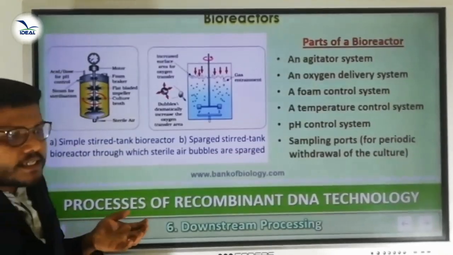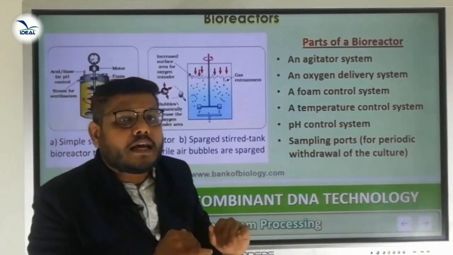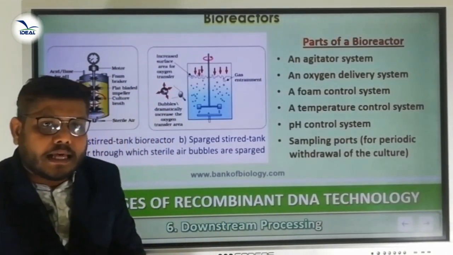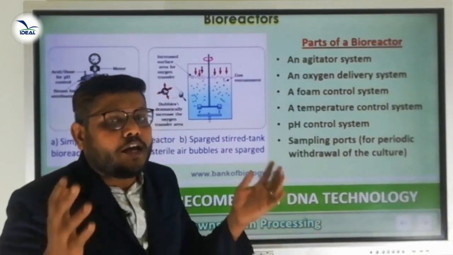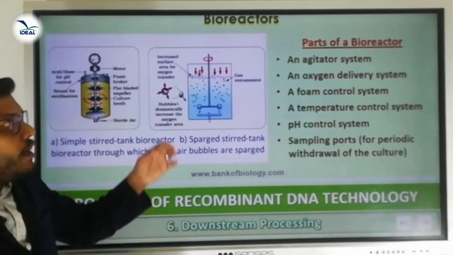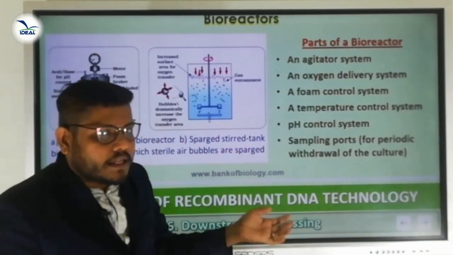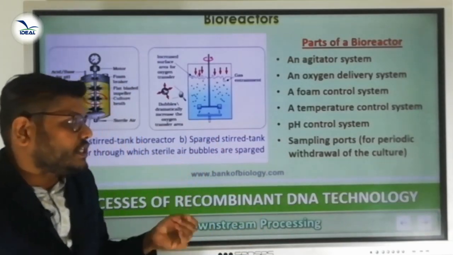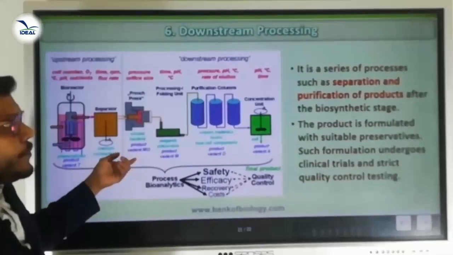So what is a bioreactor? It is the vessel in which the raw material is biologically converted into specific products and enzymes. For that they are using raw materials like microbes, plant cells and animal cells. The commonly used bioreactor is the stirred type bioreactor or stirred tank type bioreactor. What are the parts of a bioreactor? An agitator system for mixing, then an oxygen delivery system, a foam control system, a temperature control system, pH control system, sampling ports. Then the last step is downstream processing.